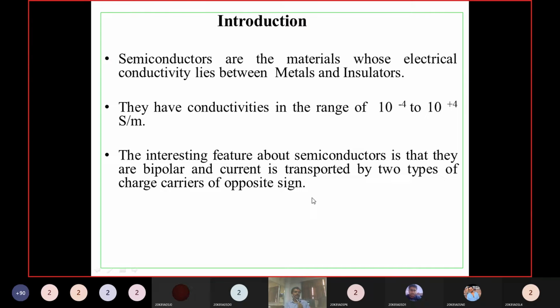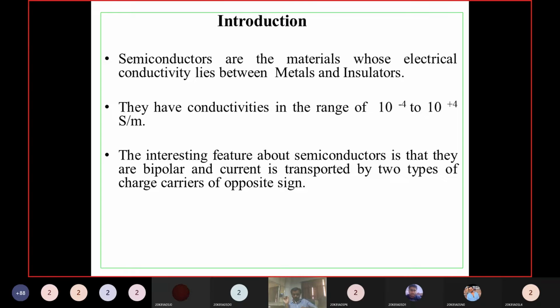But in conductors, how will charge flow? Due to the motion of the electrons. That means conductors are monopolar, only one type of charge carrier will be there. But semiconductors are bipolar. What is the meaning? Bipolar means there are two types of charge carriers.